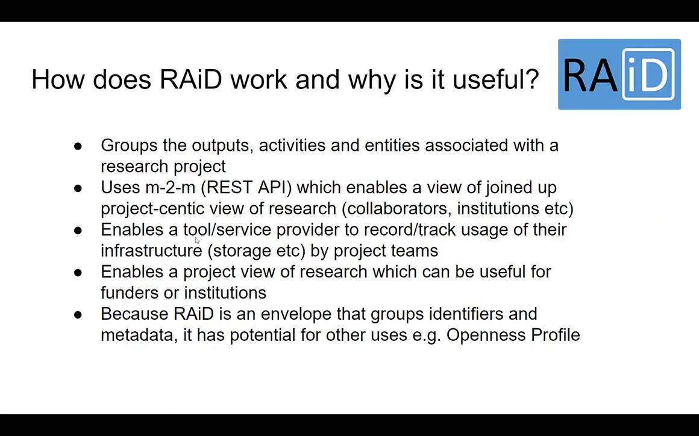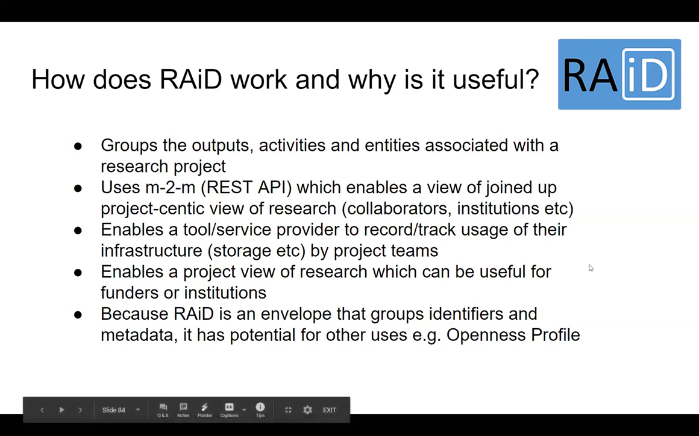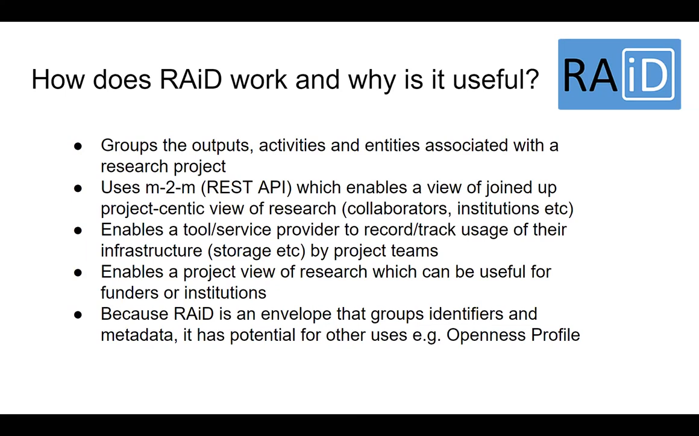So how does RAID work and why is it useful? Well, it collects those outputs and activities with a research project in the one place. It uses a machine-to-machine REST API that enables that joined up project-centered view of research, which is very useful for institutions and tool or service providers to be able to track who's using that infrastructure of theirs. And because RAID is an envelope that groups identifiers and metadata, it has potential for other uses. So the openness profile is looking at it as a way of grouping open research outputs. Next slide.